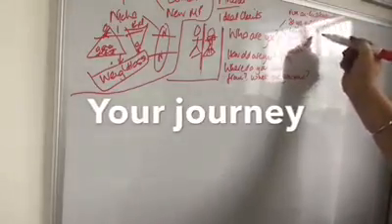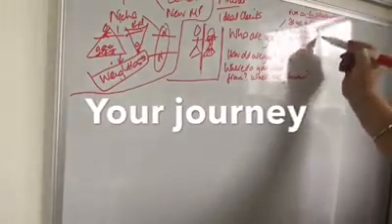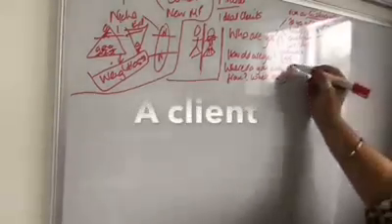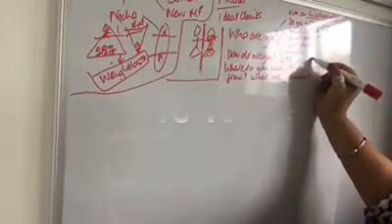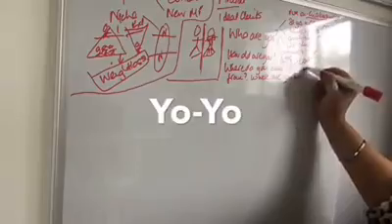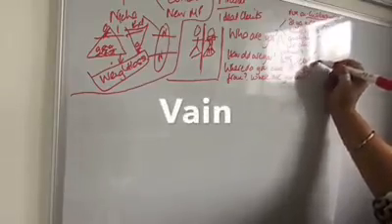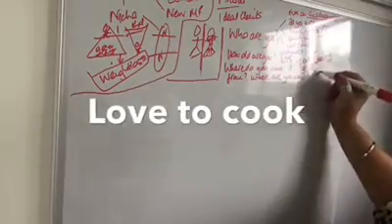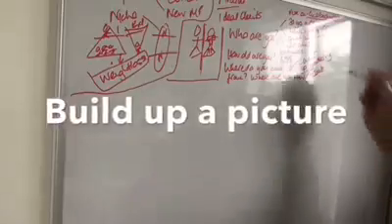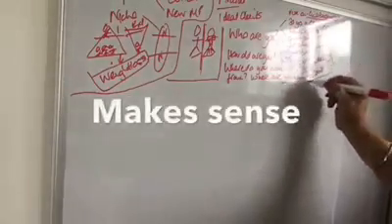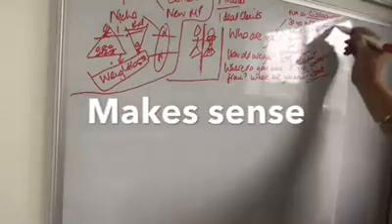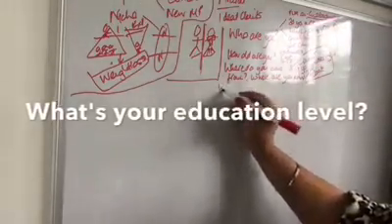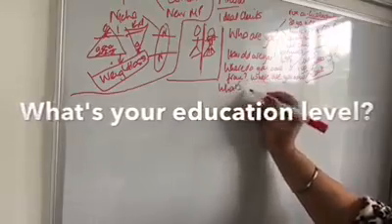So why I went into running an online business to fitness professionals was I'd been a client. I've got a history of yo-yo dieting. I'm incredibly vain. I love to cook. I love my food, which might be why I've got a history of yo-yo dieting. And so you can see this picture starts to build up, so it makes sense for me to have gone this way. What's your education level, or what are your qualifications?